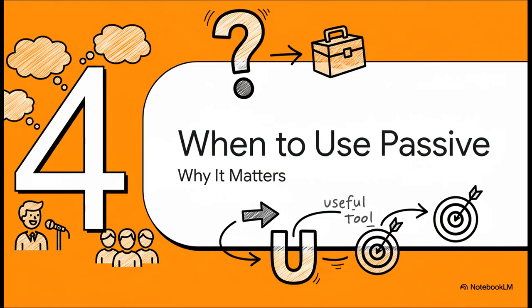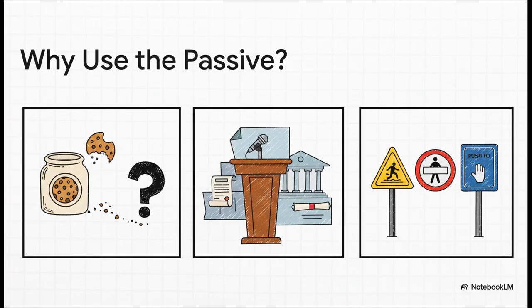Okay, so all this grammar makes sense. But it does bring up a pretty big question. If the active voice is so clear and direct, why would we even bother using the passive voice? Well, it turns out it's a really, really useful tool in some situations. There are three main times when the passive voice is actually the perfect choice. First, when you have no idea who did the action. Second, when you know who did it, but it's just not important to the story. And third, when you want to sound a little more formal and objective.